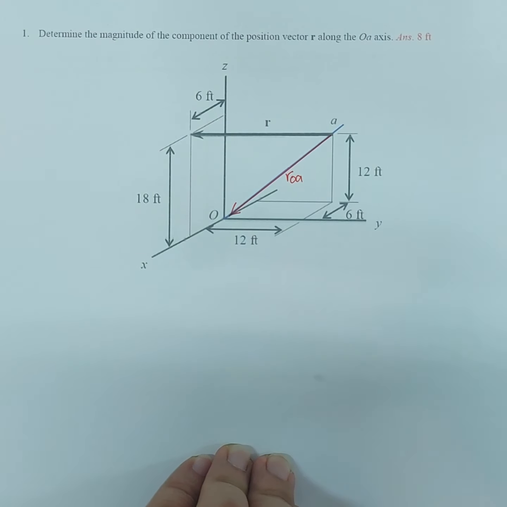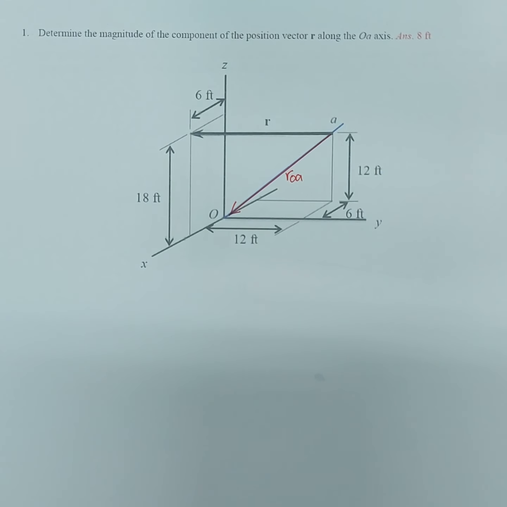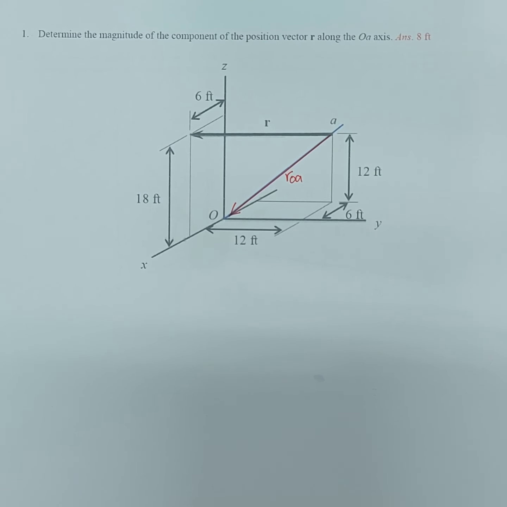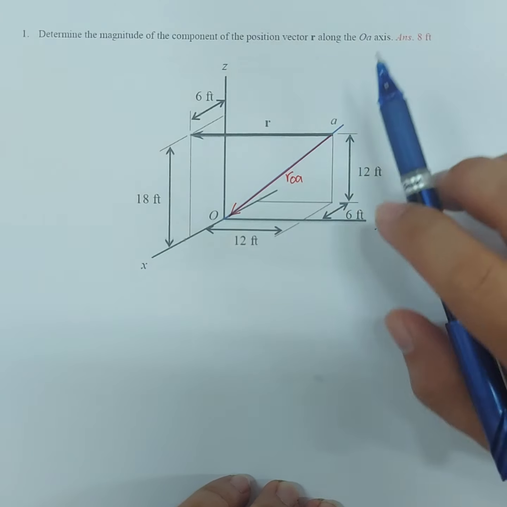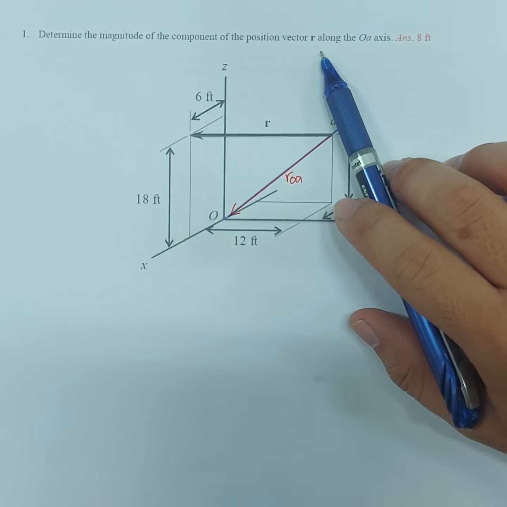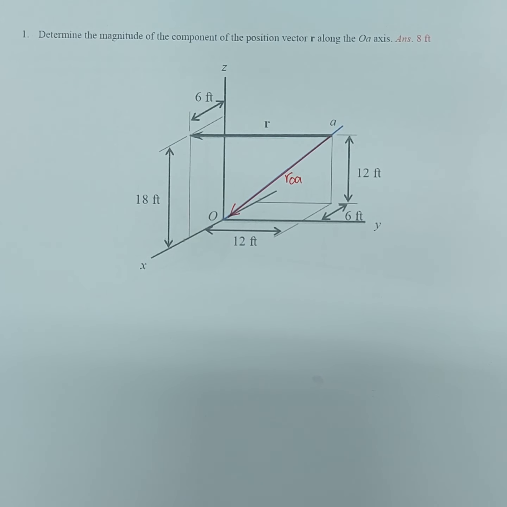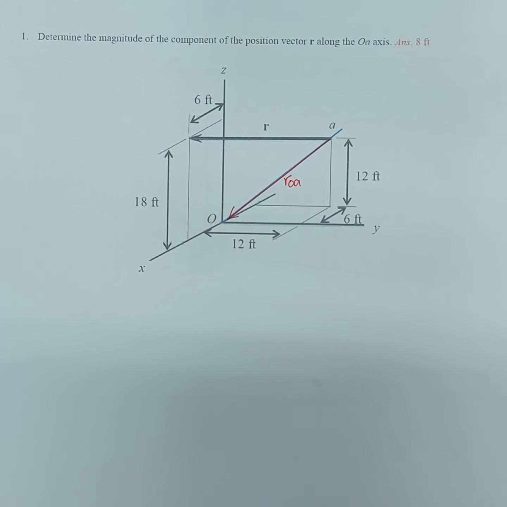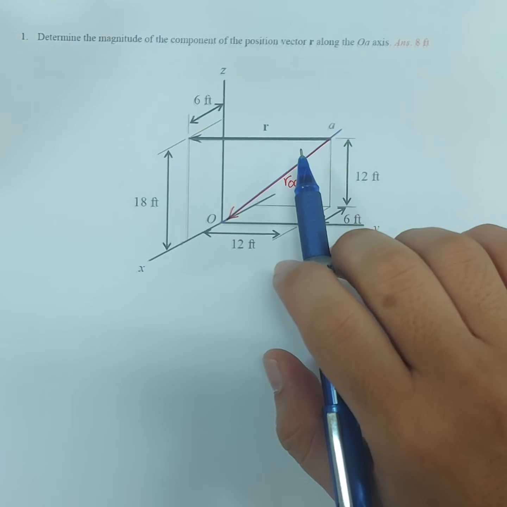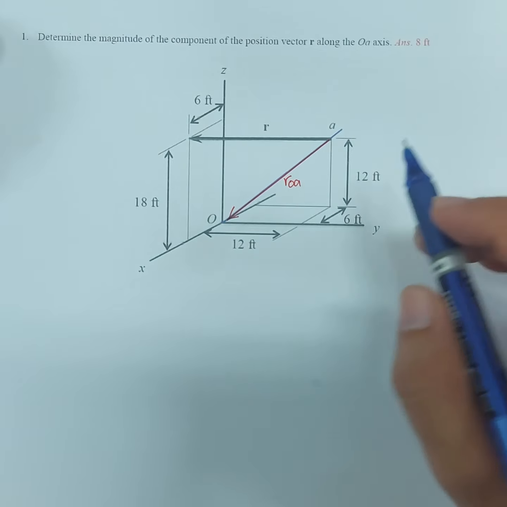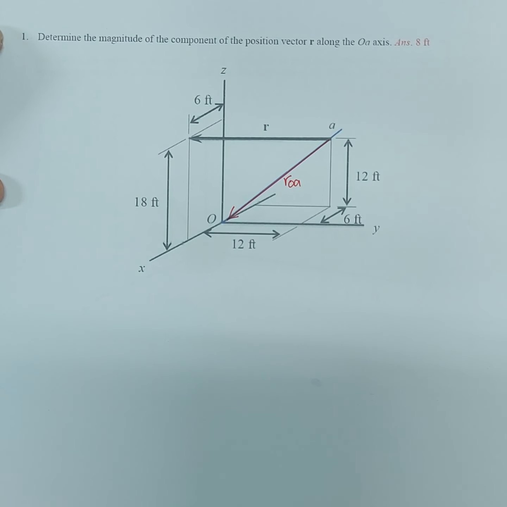Along axis OA. That should be the name. So what we need to know is the magnitude of the position vector R. To find the component of the position vector R relative to axis OA, that is R_OA.